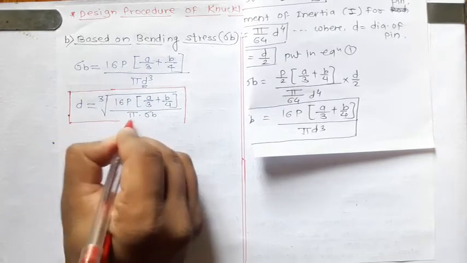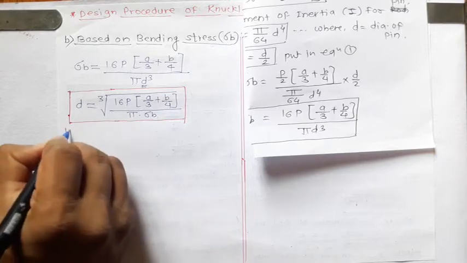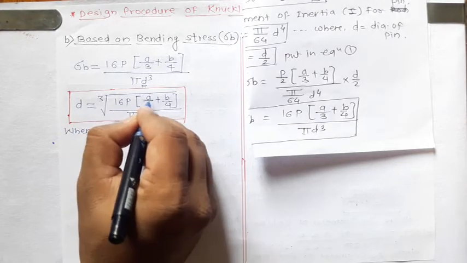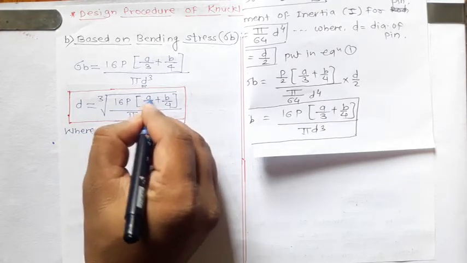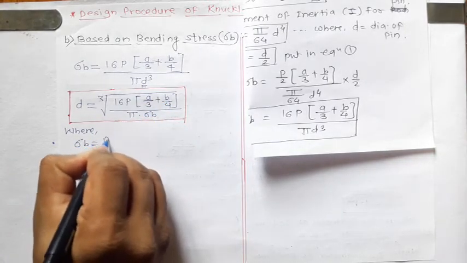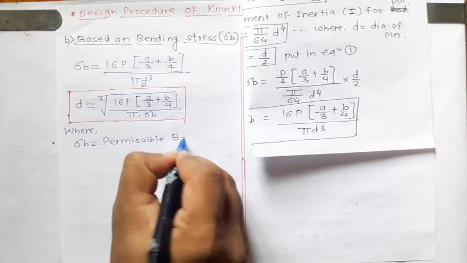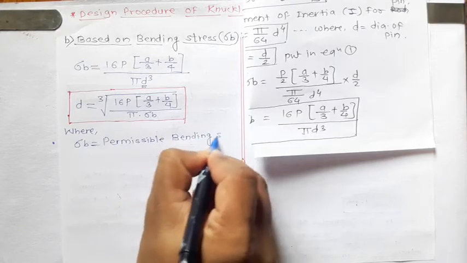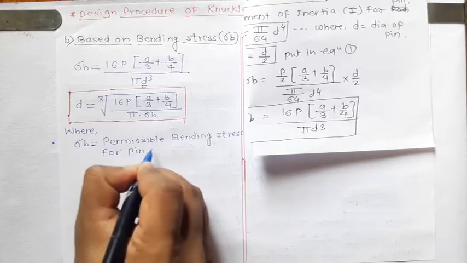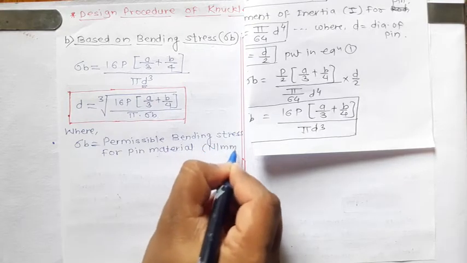So in this way, we can calculate the diameter of pin small d based on bending stress, where small d is the diameter of pin, P is the external force applied, a is equal to thickness of fork end, b is equal to thickness of eye end, and sigma b is equal to permissible bending stress for pin material, in Newton per mm square.